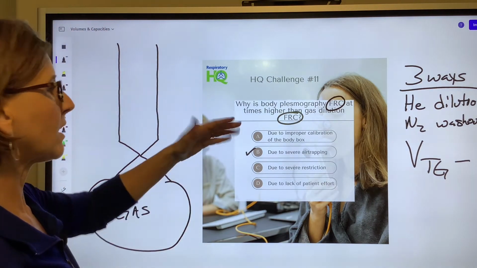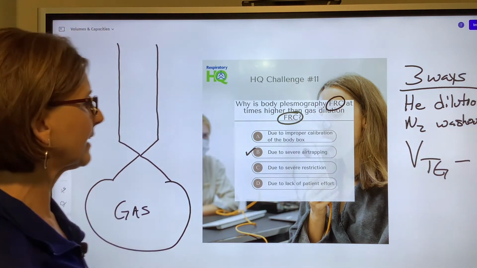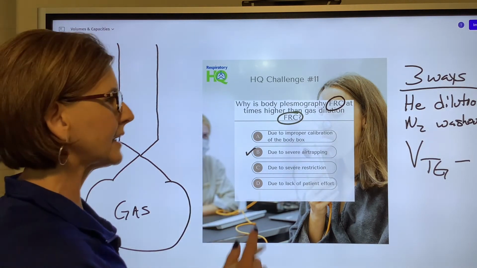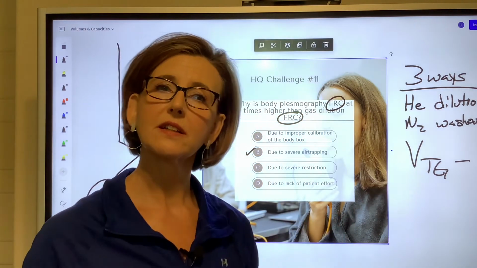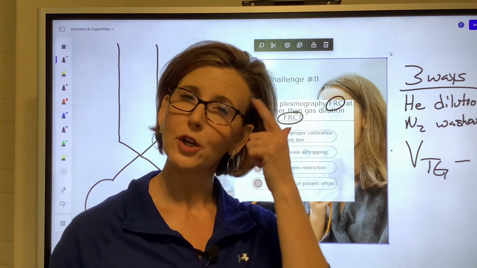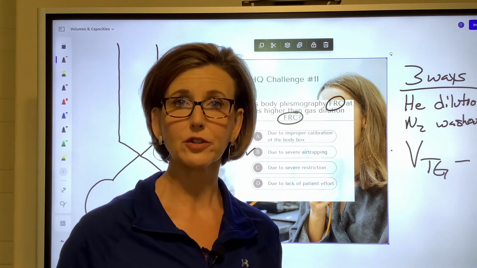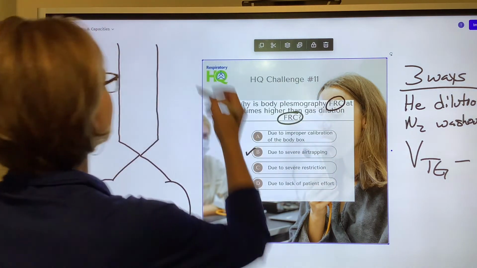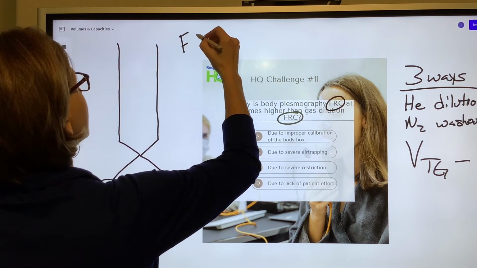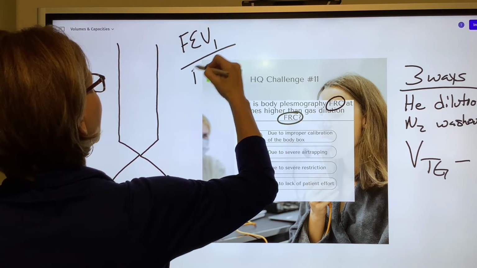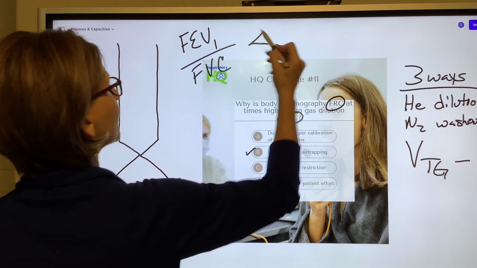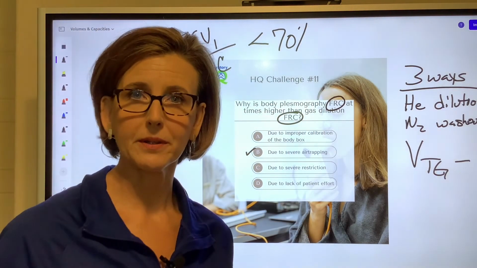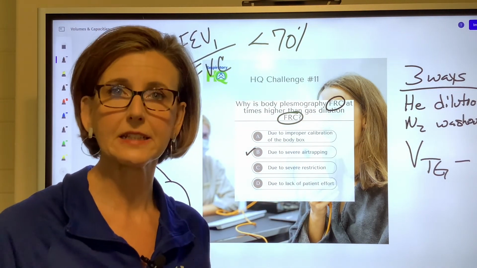All right, so it's not that the body box is improperly calibrated. It's definitely not due to severe restriction or lack of patient effort. Anytime thoracic gas volumes are significantly higher than gas dilution volumes, you need to think that there might be some severe air trapping, and you need to go back to your forced vital capacity maneuver and see if there's correlation between the FEV1 divided by FVC. If that value is less than 70%, there's some definite air trapping going on. There's an obstructive disease process happening.